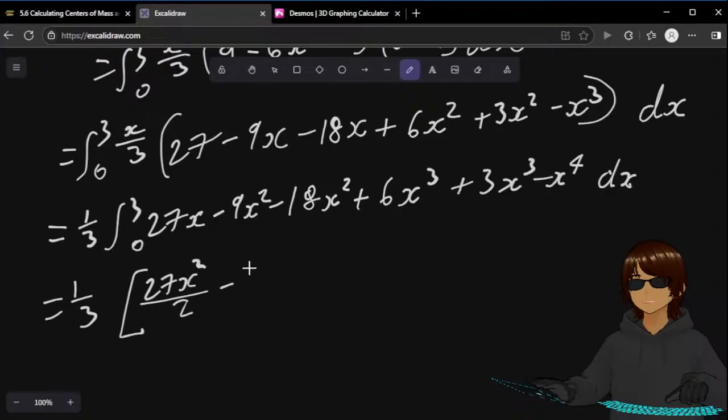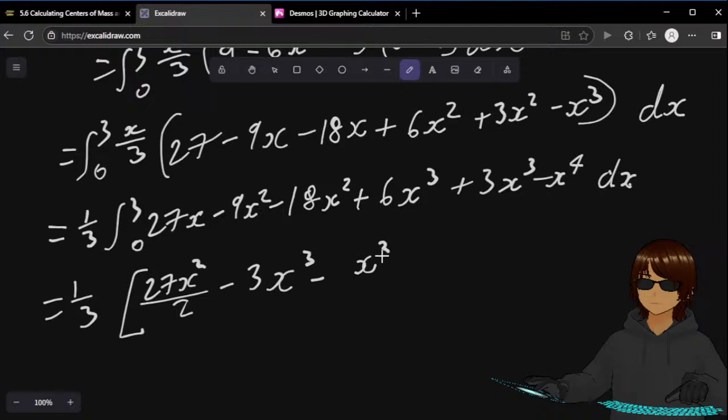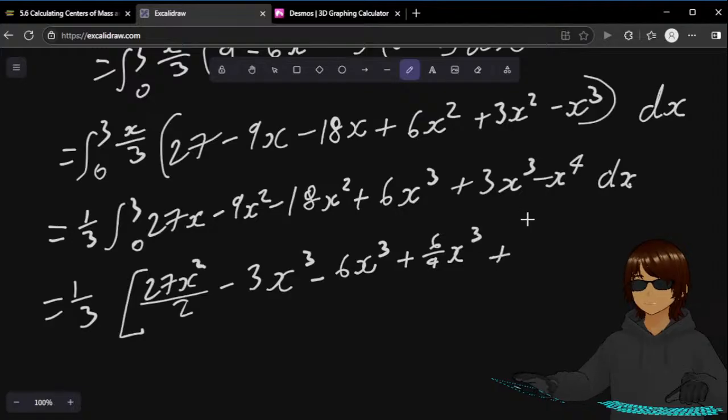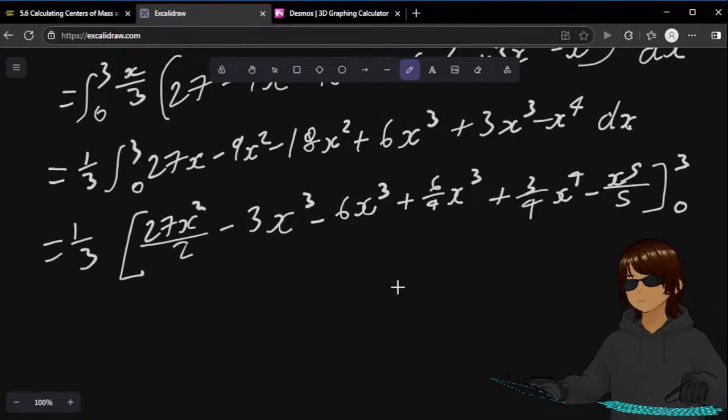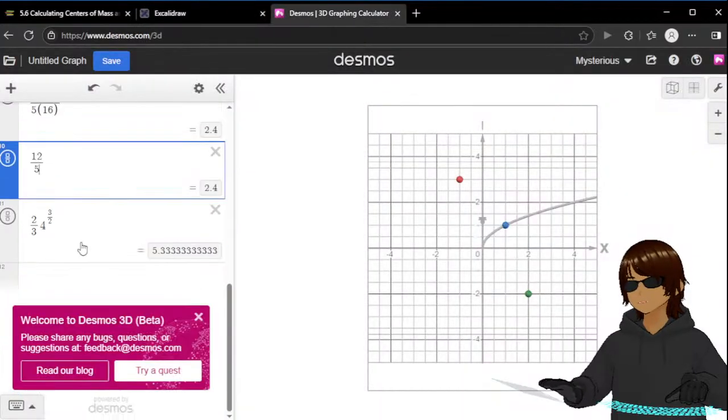This becomes 3. This also becomes 3. No, yeah. This becomes 4. This becomes 4. This becomes 5. I don't wanna do all this. Well, I'll just use a calculator then.